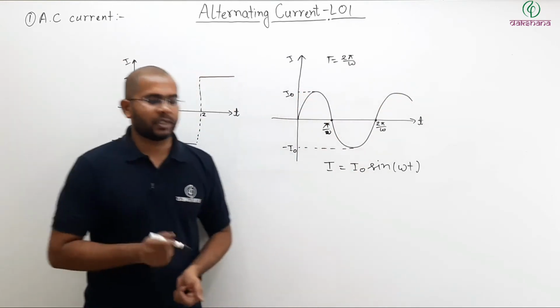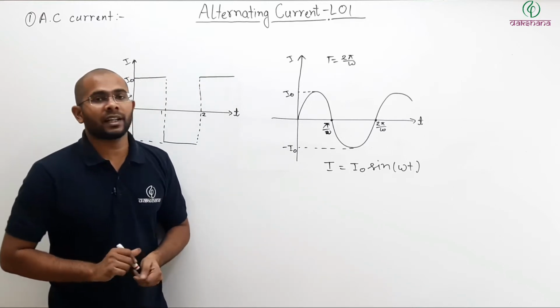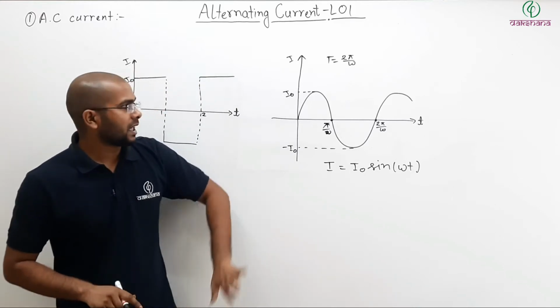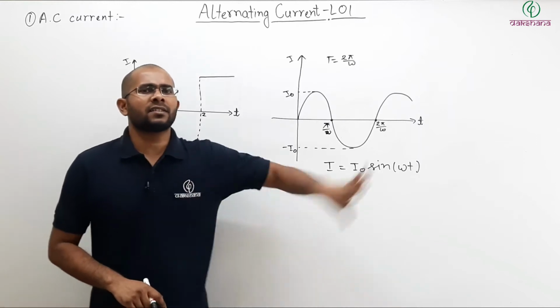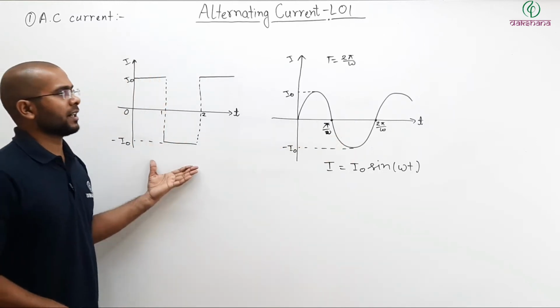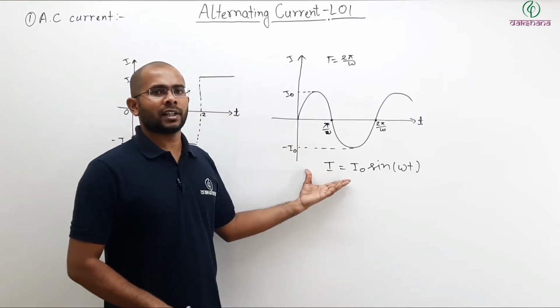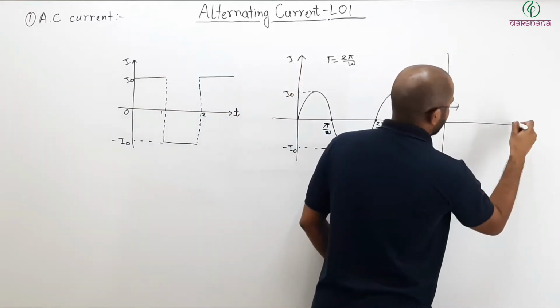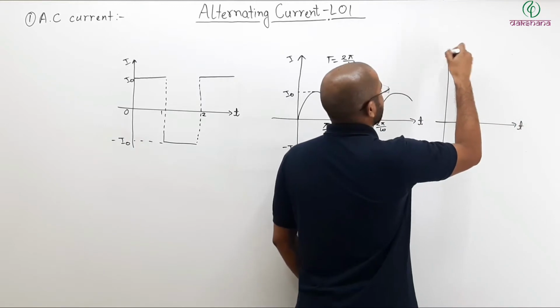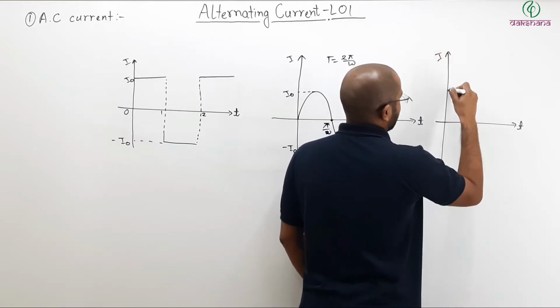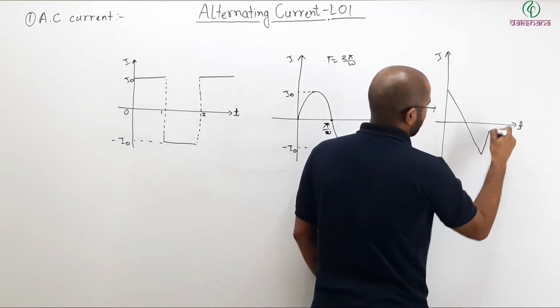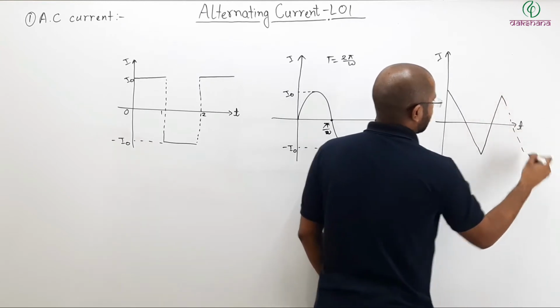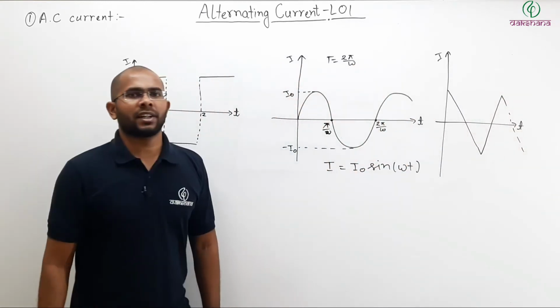So in this chapter of alternating current, now remember, alternating current may have various forms. This is also alternating current, this is also alternating current, and if you draw another diagram, let us say this is time, this is current, and let us say current is flowing like this, and so on. So this will also be an alternating current.